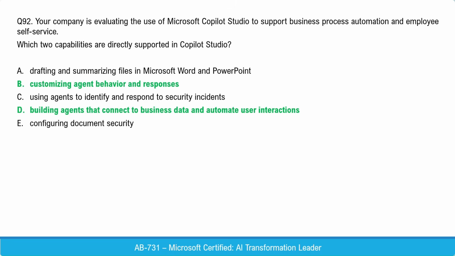Looking at other options, option A relates to drafting and summarizing content in Word and PowerPoint, which is an M365 Copilot capability. Option C refers to security incident response, which is handled by Microsoft Security Copilot. Option E refers to document security configuration, which is managed by Microsoft Purview. So the key takeaway is this: Copilot Studio is focused on building and customizing agents that automate interactions and connect to business data. Hence, the correct answers are option B and D.